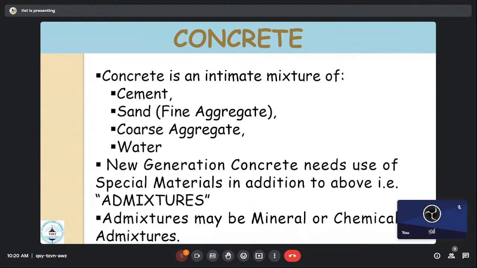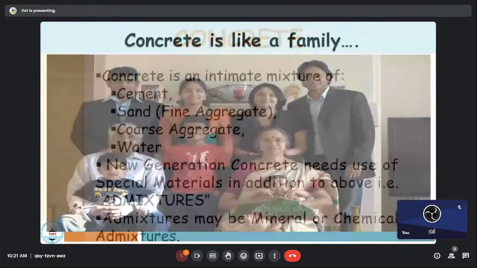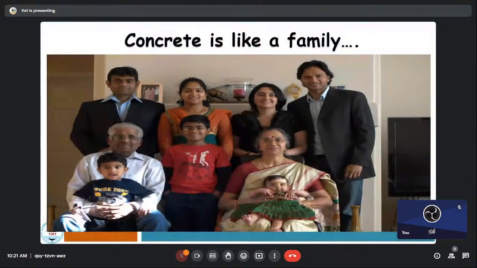You'll find it's a blend of different materials. Some of the ingredients are very, very important, and some of them are just like family friends. So I will just relate that with a family. It's only situational. It does not have any relevance to anybody's family. I'm just going to relate it.